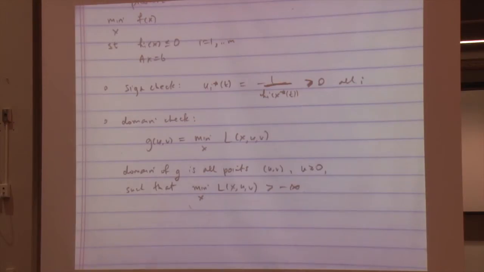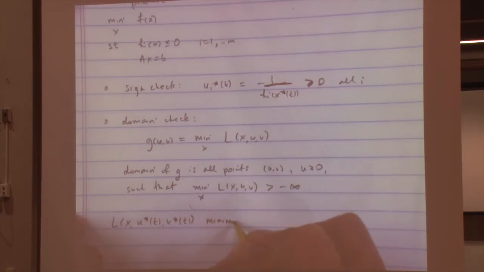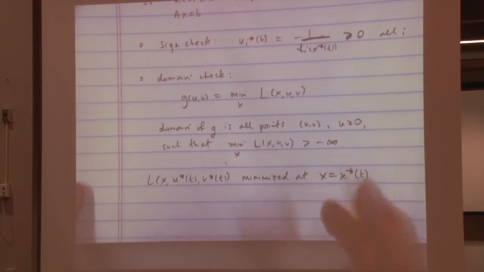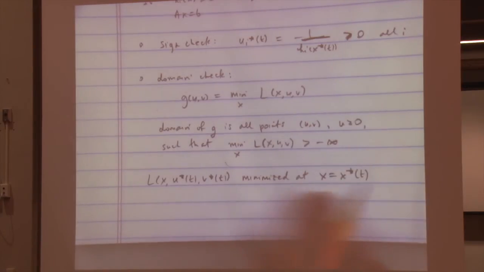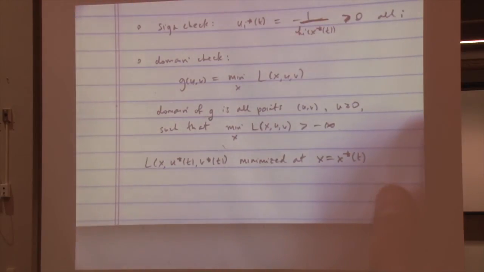And we can do that because we can actually check that if we plug in u star of t and v star of t, then this is minimized, I claim, at x equals x star of t. And if it's minimized at a particular point, that implies that we're not achieving a minimum of minus infinity, because we're not sending off x in some direction to achieve a minimum of minus infinity. So that would ensure that u and v are in the domain of the Lagrange dual function. And this also comes directly out of the way we've defined them. So there's not really anything to check here either.